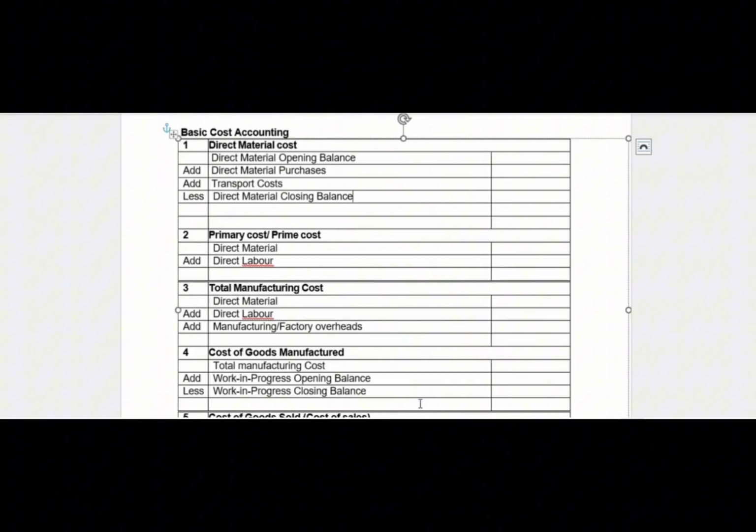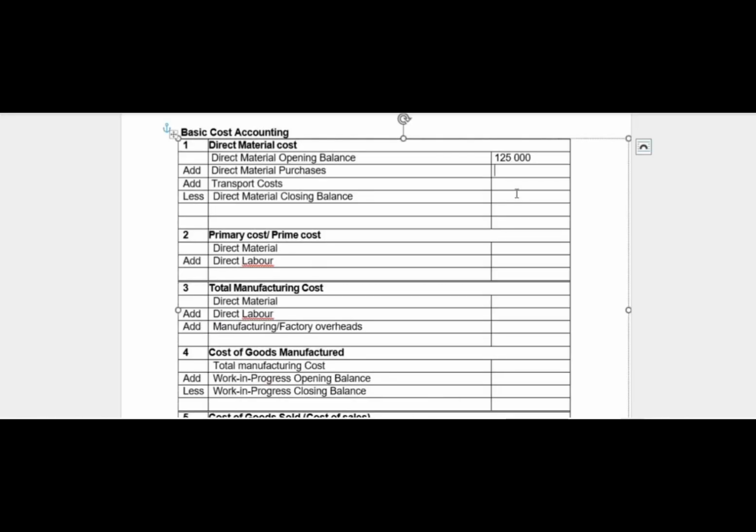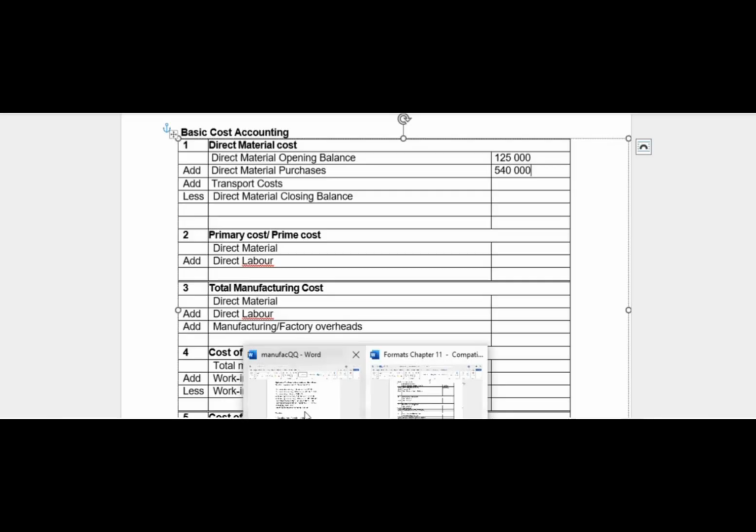Opening direct material, 125,000. So you go there and say 125,000, right? And then you're going to add direct material purchases. So let's go and see in our information. We have the raw materials purchased, which is 540,000. We add 540,000, and then you add transport. Let's go and check in our information.